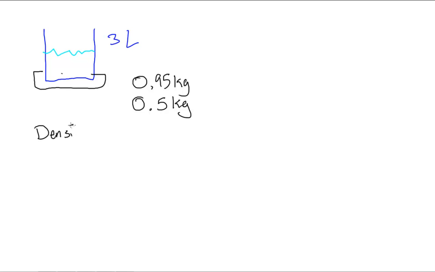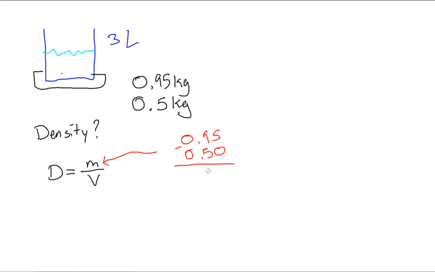So, first, we'll set up our equation for the density. So, density equals mass over volume. Let's start with the mass. The beaker and the liquid weigh 0.95 kilograms together, and the beaker itself weighs 0.5 kilograms. So the difference of mass is the mass of the liquid. So 0.45 kilograms.